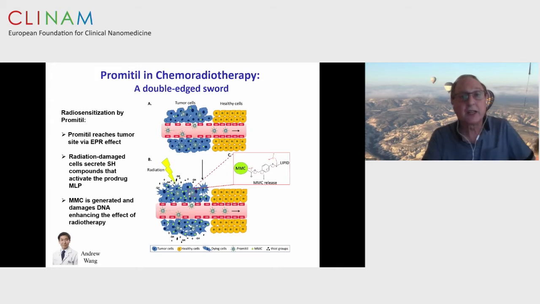One last important thing in this field is the chemoradiotherapy. As you may know, mitomycin C is a great radiosensitizing agent. But recently, we found in collaboration with Dr. Andrew Wang from University of North Carolina that if you irradiate tissues, because of the cellular damage, they release free thiol groups. And actually what you get is a more intense activation of the prodrug if you combine radiotherapy with Promethyl.